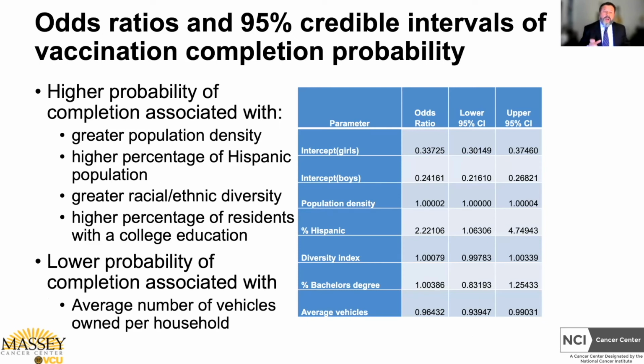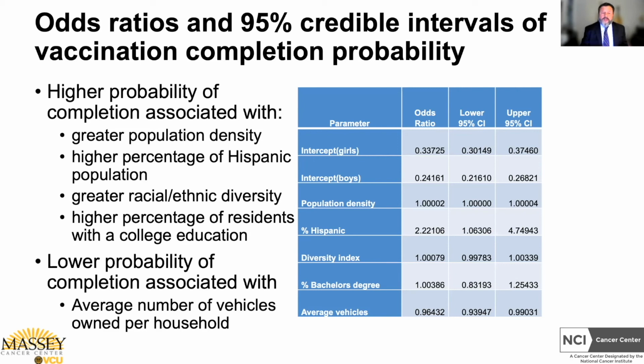When we looked at what factors predict whether or not there was vaccination completion, we did find a higher probability of vaccination completion associated with greater population density, a higher percentage of Hispanic population, consistent with our review article, greater racial and ethnic diversity, and a higher percentage of residents with a college education. This suggests that vaccination completion is higher in urban and suburban counties and zip codes.